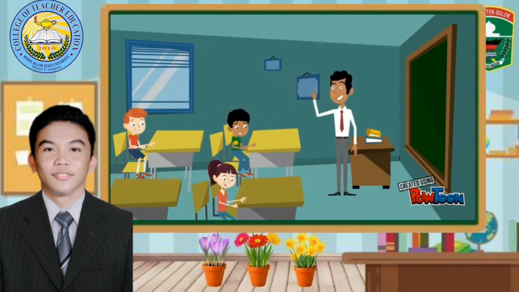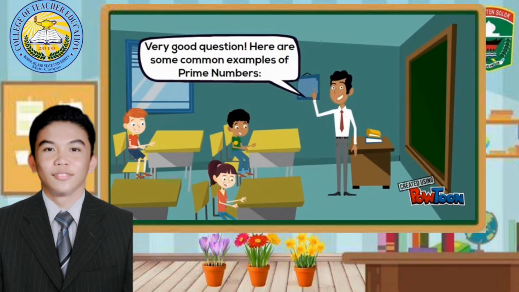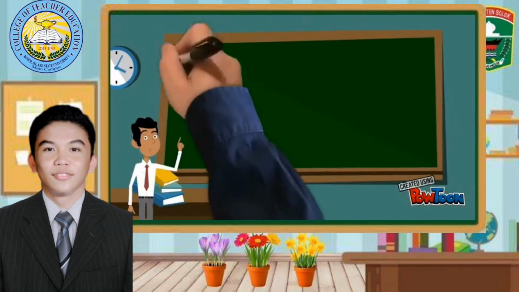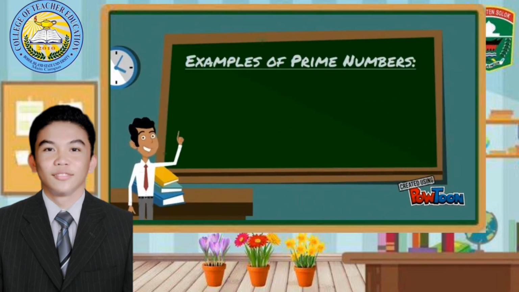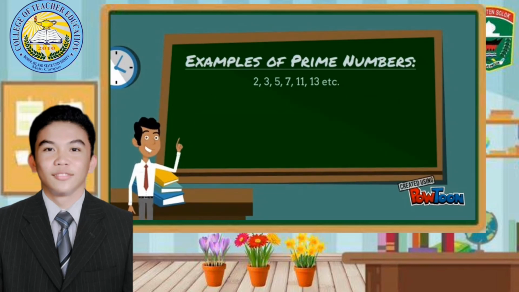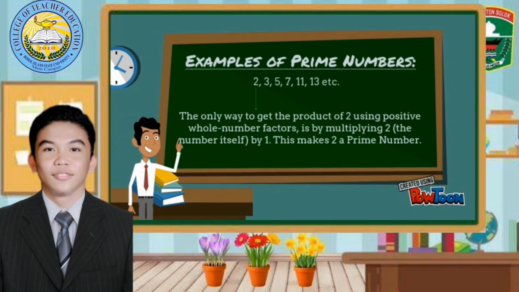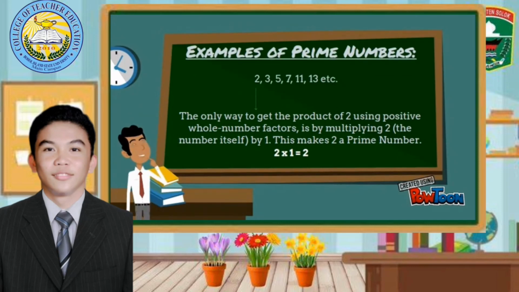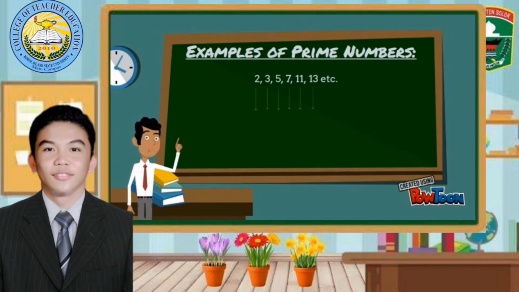Very good question. Here are some common examples of prime numbers: 2, 3, 5, 7, 11, 13, and etc. These numbers are prime because you can only multiply to get to them using factors 1 and itself. The only way to get the product of 2 using positive whole number factors is by multiplying 2, the number itself, by 1. This makes 2 a prime number. We have 2 times 1 is equal to 2.